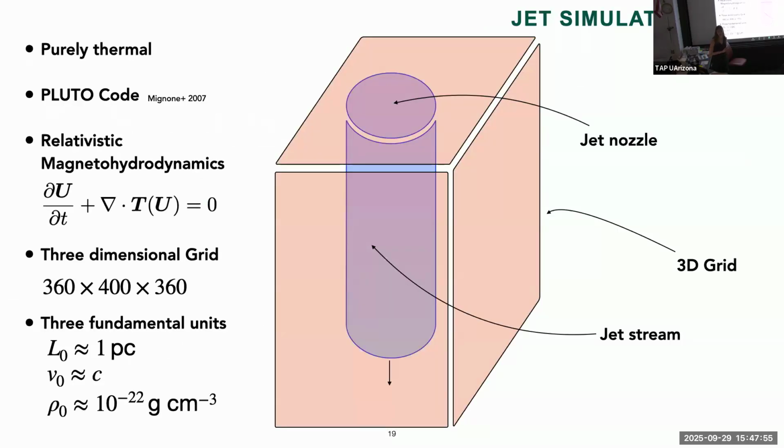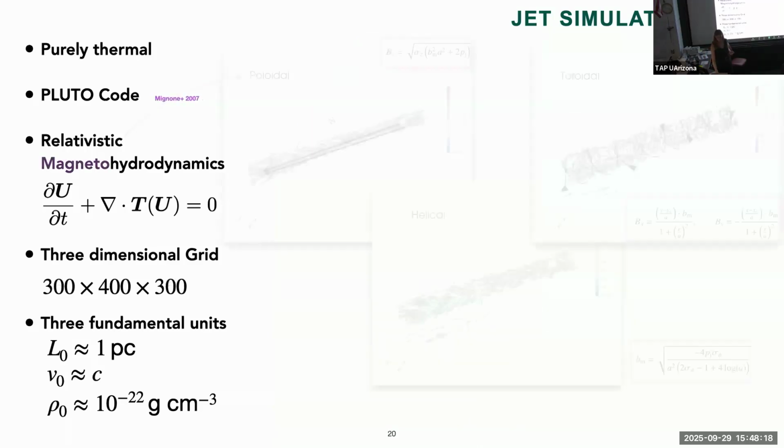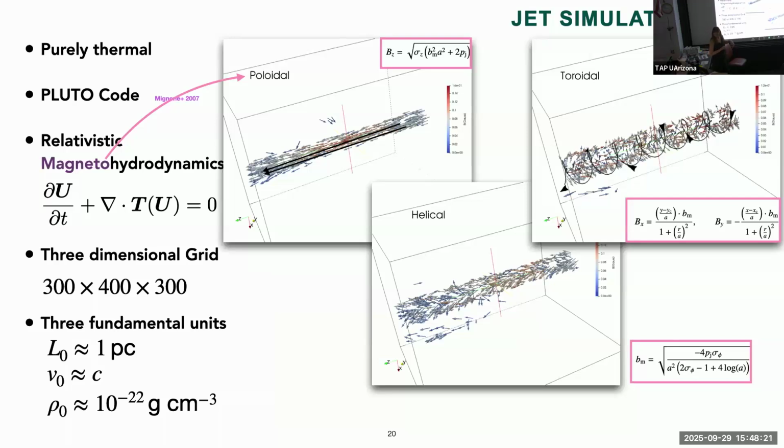I'm using the PLUTO code, so let's quickly go through my simulation setup, and I'm going to explain more about the PLUTO code tomorrow. My jet simulations start purely thermal. The PLUTO code is open software, which you can just download and apply several modules. One module is the relativistic magnetohydrodynamic module. For the magnetic field, I have three main prescriptions in my simulations: a purely poloidal magnetic field where the field lines are along the jet direction, a helical magnetic field, and a purely toroidal magnetic field where the field lines are spiraling around the jet direction.